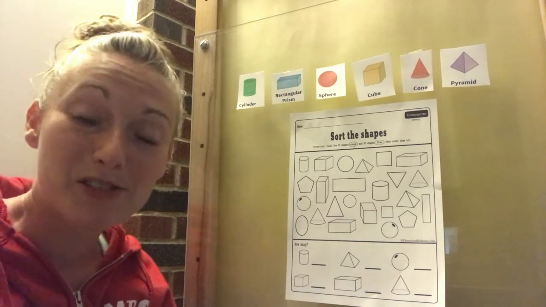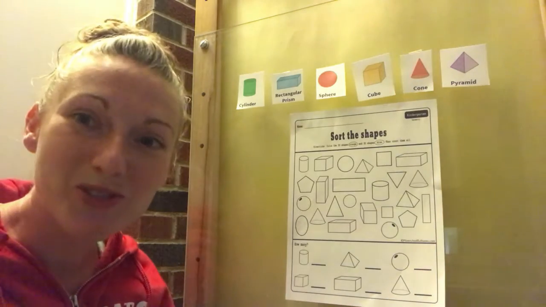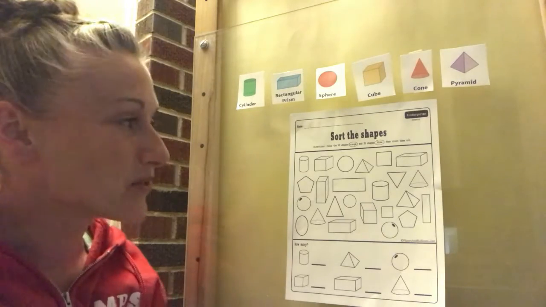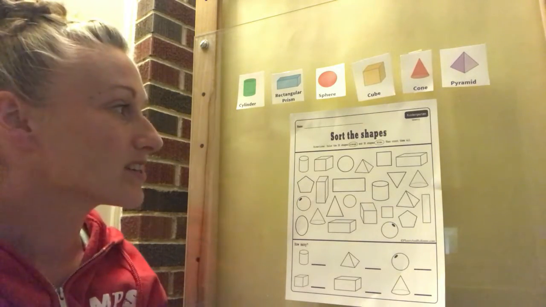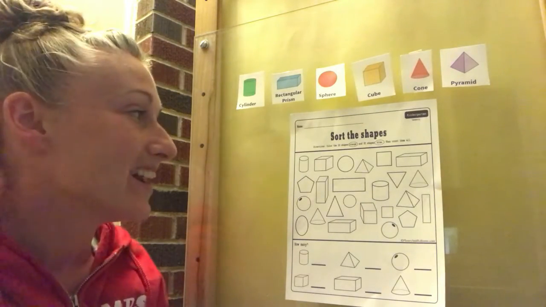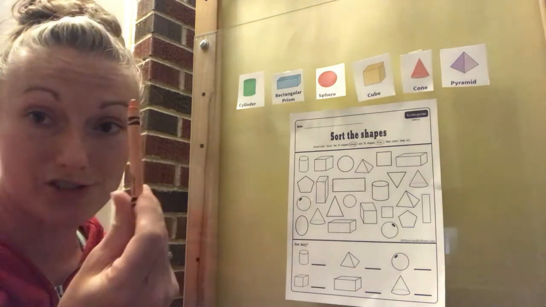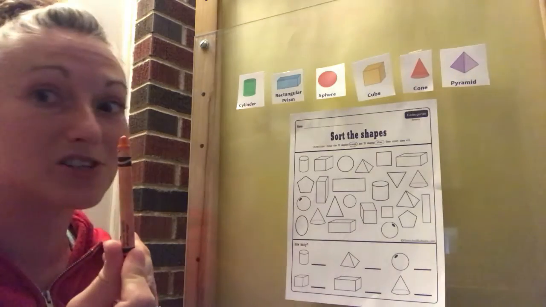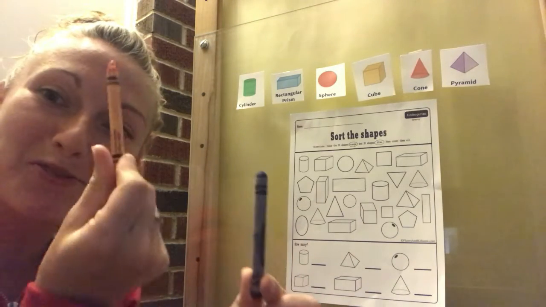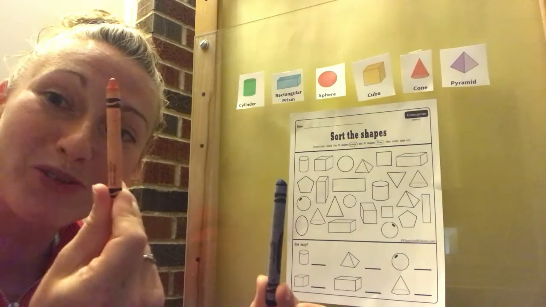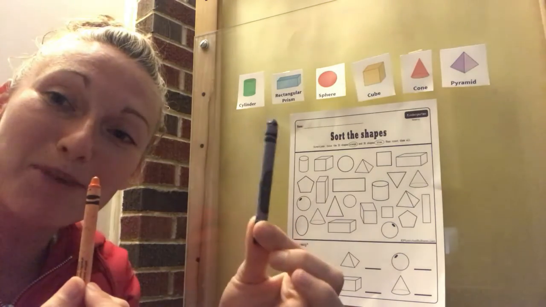So this week I have some worksheets for you guys to practice your 3D shapes. So this one is a sort the shapes worksheet. And what you're gonna do is color the 2D shapes orange and color the 3D shapes blue. So the flat ones orange, the 2D shapes orange, and the 3D shapes blue.